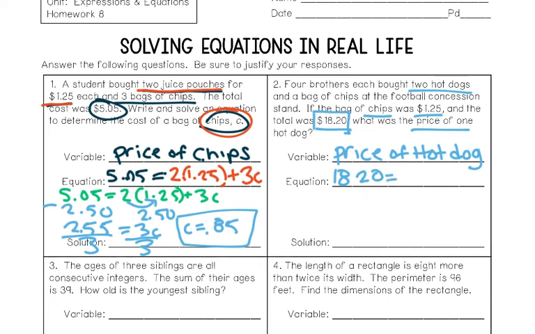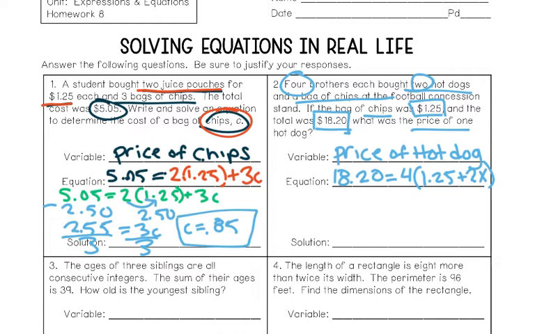Now we need to figure out how to build this equation. First off, we know that anything that we are calculating is going to need to be multiplied by 4 because there are 4 brothers. So we're going to put our 4 right there, and then inside of the parentheses, we're going to put our known price, which is going to be the 1 bag of chips, which we know cost $1.25. And we're going to add in our unknown variable, which is our hot dog. And let's look at how many hot dogs each brother bought, which was 2. So we'll put 2x right there. So that there is going to be our equation.